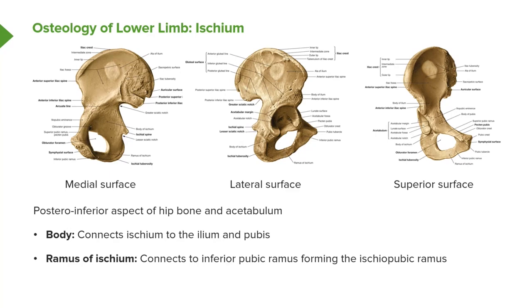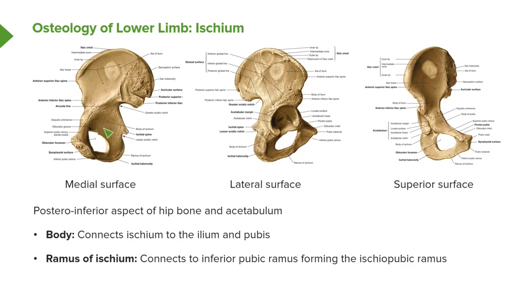The ischium is most posteriorly located, and it's the postero-inferior aspect of the hip bone and also the acetabulum. So here on this lateral surface where we can see the acetabulum, if the ilium was superior from this line here, then the ischium is coming down into this region. So the ischium is everything below this line we can see here. Again, it's uniting with the pubis and the ilium at the acetabulum. We can see the body of the ischium on this medial surface.